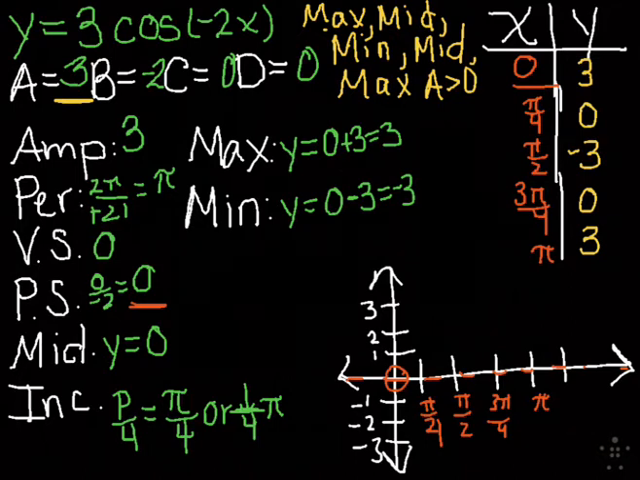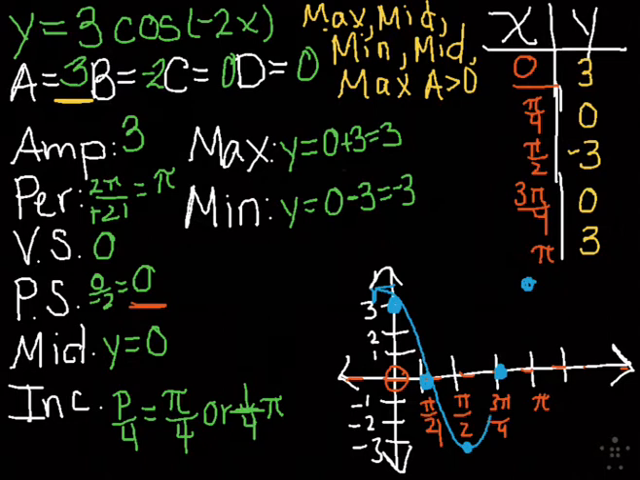So when we graph, start at the max, so 3. Go down to the midline, which was 0. At pi over 2, we go down to negative 3. At 3 pi over 4, we're back at the midline. At pi, we're back at the maximum. And then we just connect the dots. So we just did one phase here.